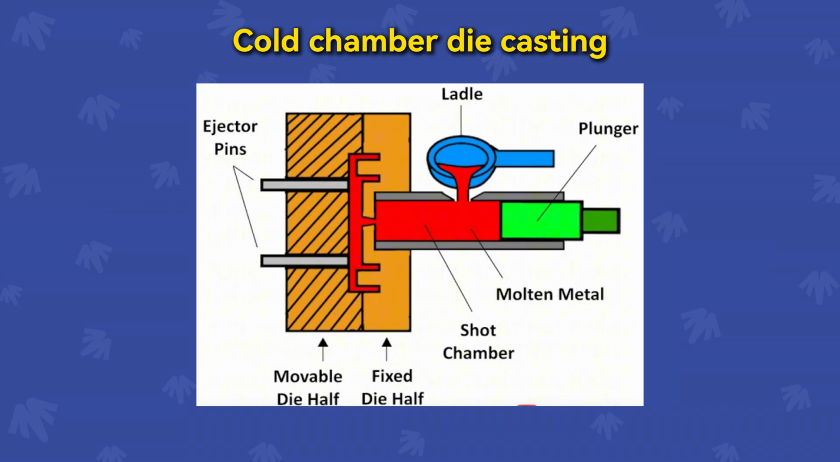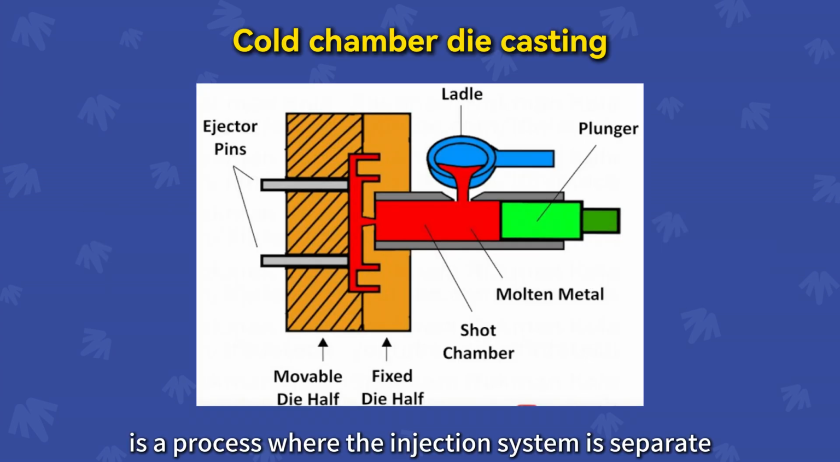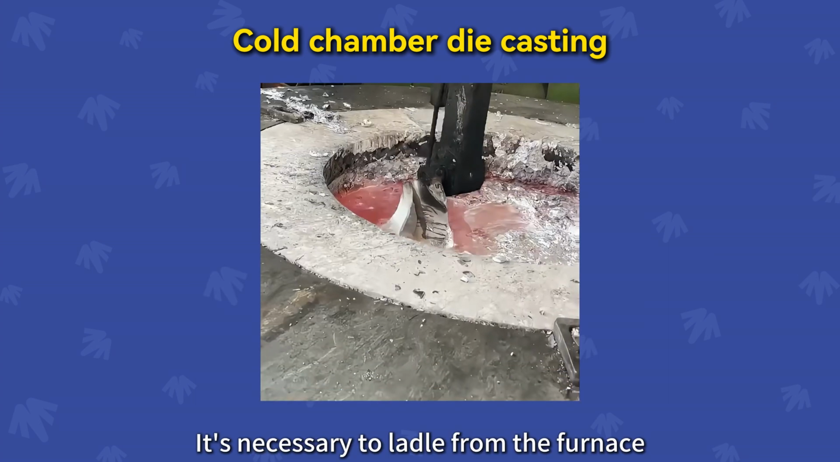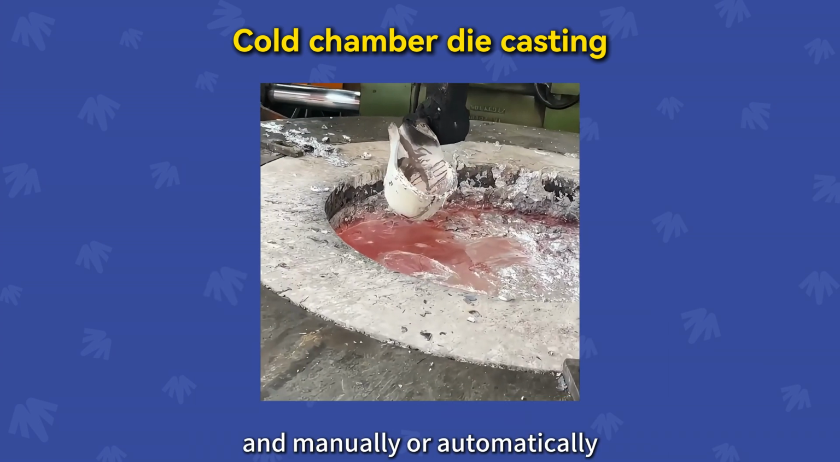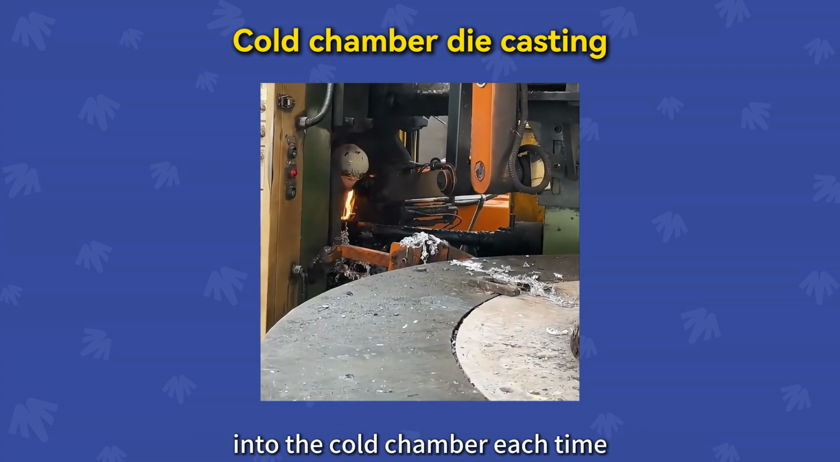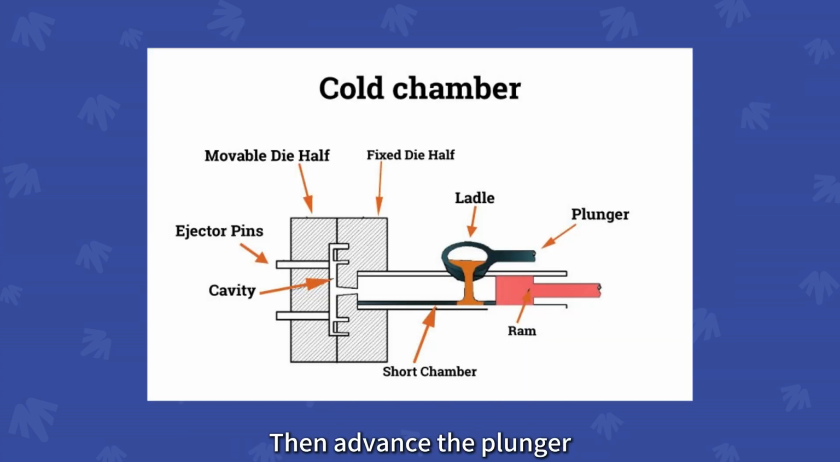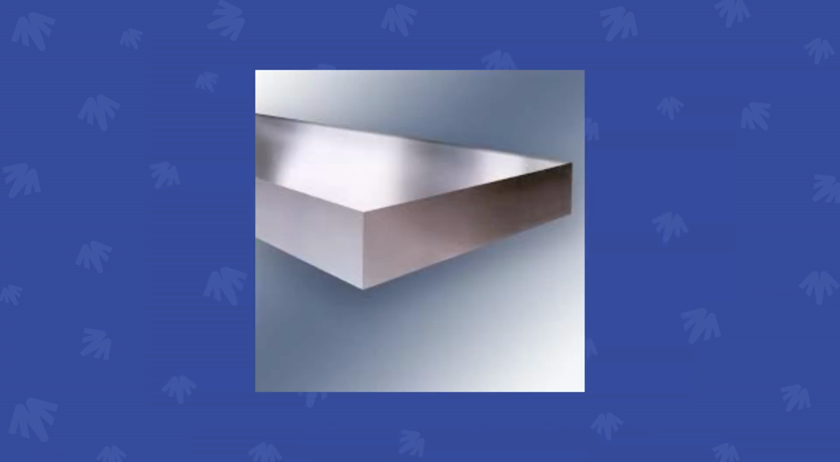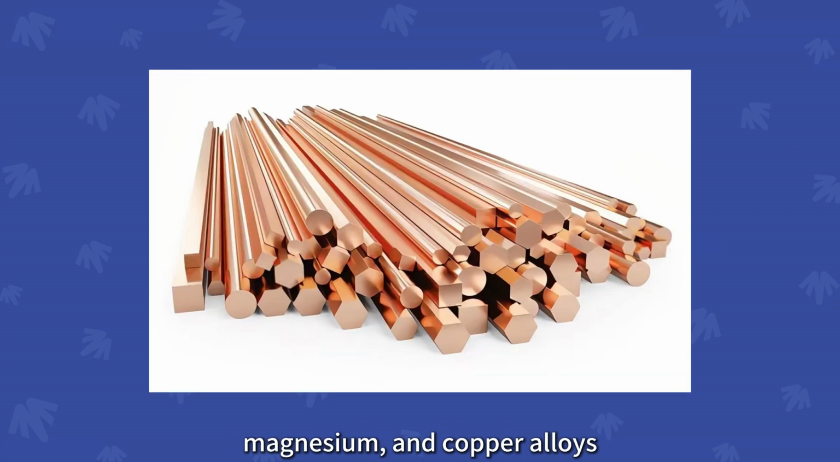Cold chamber die casting. Cold chamber die casting is a process where the injection system is separate from the furnace. It's necessary to ladle from the furnace and manually or automatically pour a specific amount of molten metal into the cold chamber each time. Then advance the plunger to inject the metal into the mold cavity at high speed and pressure. It is primarily used for aluminum, magnesium, and copper alloys.